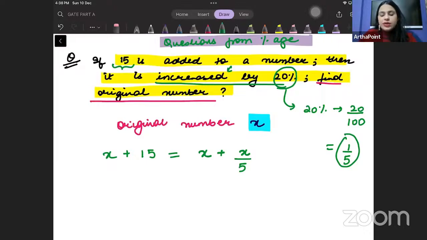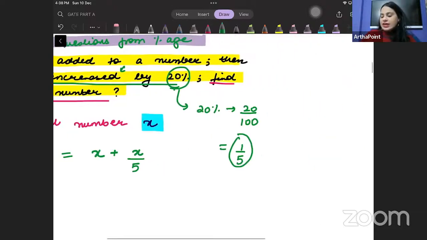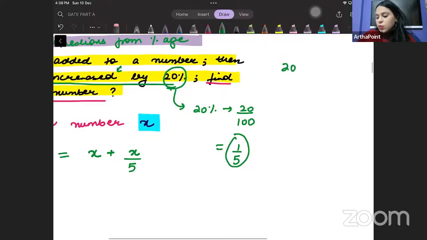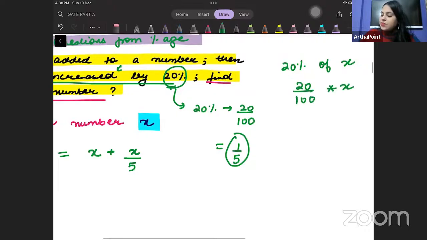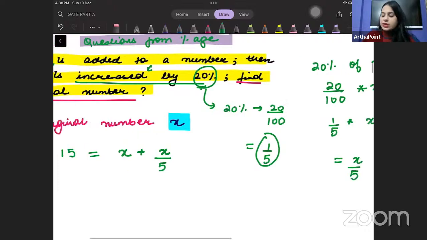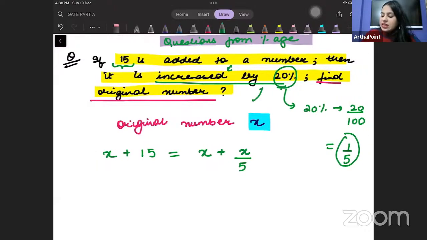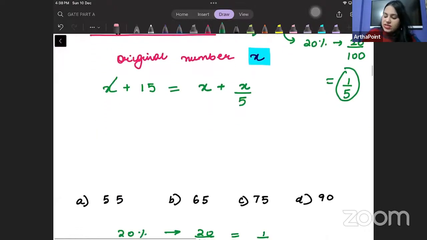What is increasing by 20%? क्या बढ़ 20% से? x बढ़ रहा है ना. So we are finding 20% of x. So whenever we have to find beta 20% of x, it means it will be 20 by 100 into x. So 1 by 5 into x. So x by 5. Clear हुई बात बेटा? Everyone is clear with it? So it is saying it is increased by 20%. So x and x is getting cancelled. So 15 is equal to x by 5.